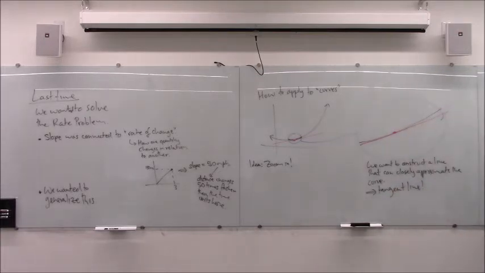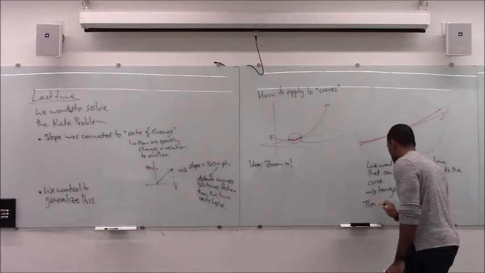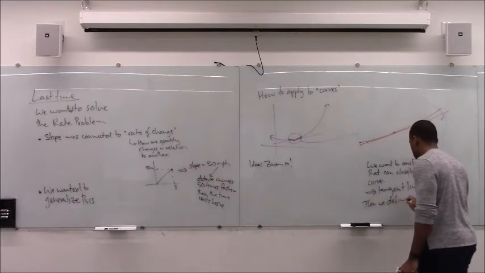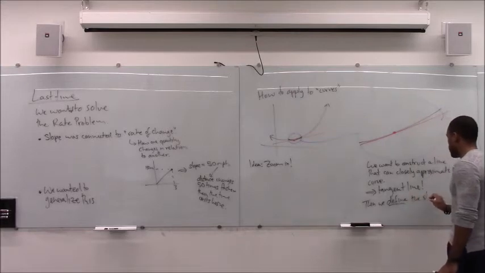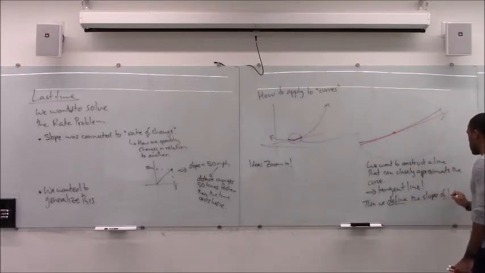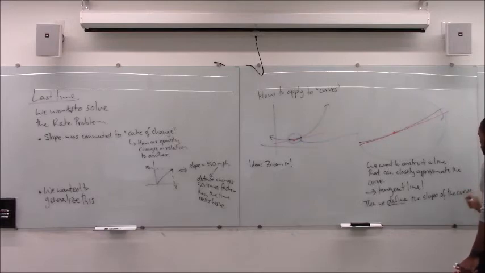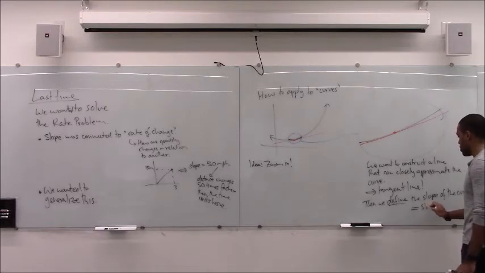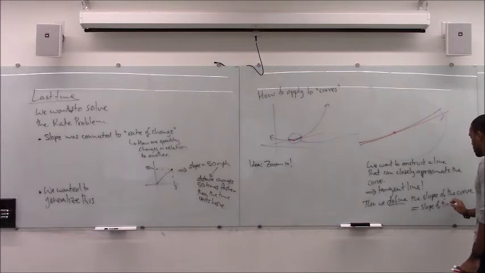Now, when we define such a line, and then define the slope of the curve, what does it mean to take the slope of the curve? Well, the slope of the curve is going to be equal to the slope of the tangent line at the point of interest. Right? That was kind of the big idea.